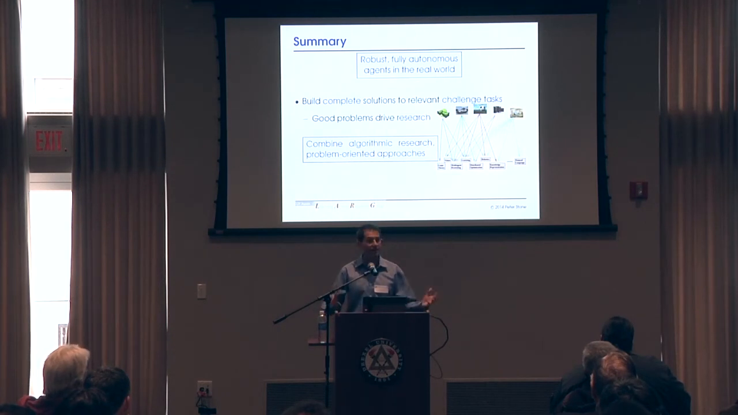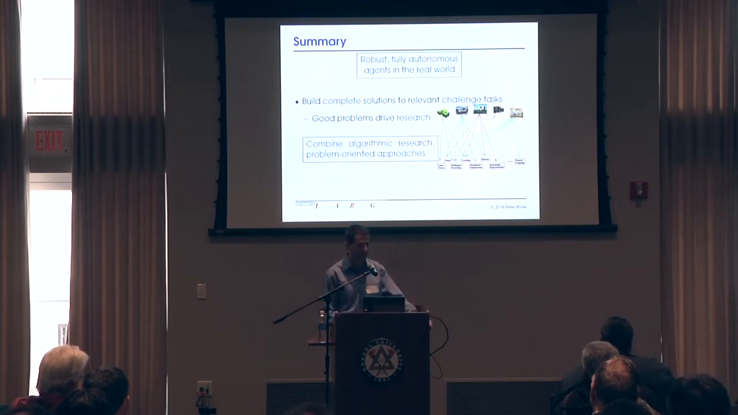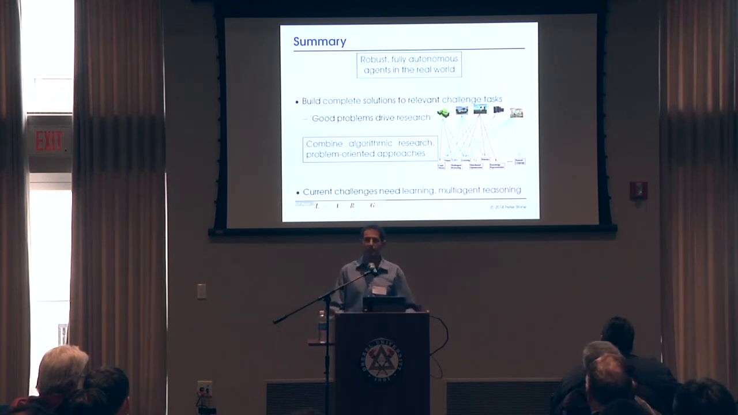But just to summarize, in this talk, I've discussed that the long-term thread for the research in my lab is creating robust, fully autonomous agents in the real world, with the goal of building complete solutions to relevant challenge tasks, with the idea that good problems drive good research. I take the approach of combining algorithmic research with problem-oriented approaches, and have tried to emphasize that some of our biggest, most pressing challenges are in machine learning and multi-agent reasoning. But I'm doing one small part in, I think, a field's worth of research.